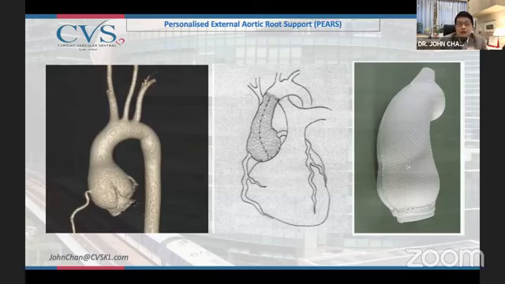So this operation would not involve replacing any part of the aorta, but it would just involve wrapping this strong cloth around the aorta, and then suturing it tightly so it will strengthen the aorta and prevent it from getting any bigger, and also prevent it from tearing.